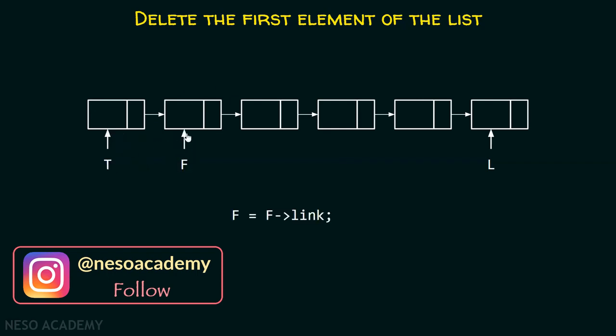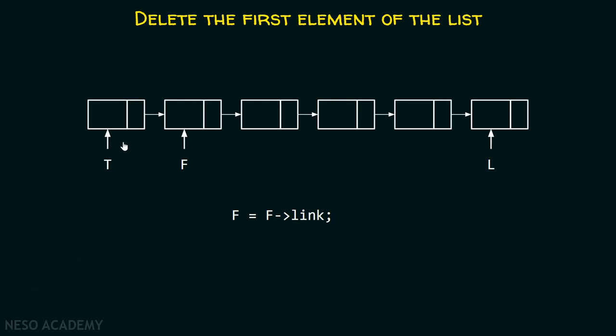After deleting, this node becomes the new first node of the list. That is why f must point to the second node of this list. Now we can easily move our f pointer towards right by using this line of code, that is f equal to f link. We can't do this without using t pointer. There must be some temporary pointer available which must point to the first node of the list. So here f pointer is now pointing to the second node of the list. Now we can use t pointer to delete the first node of the list. Here it is very simple. We just have to write this line of code, that is free t.